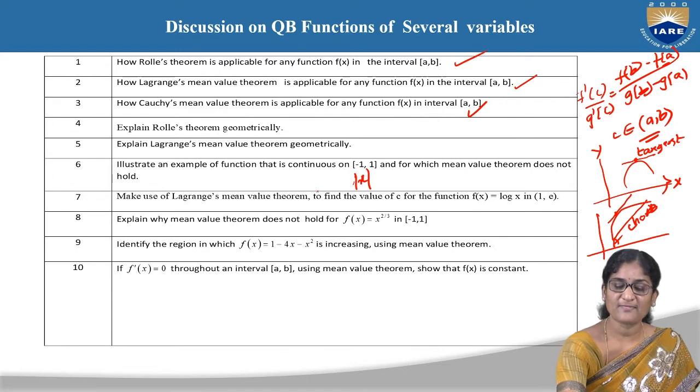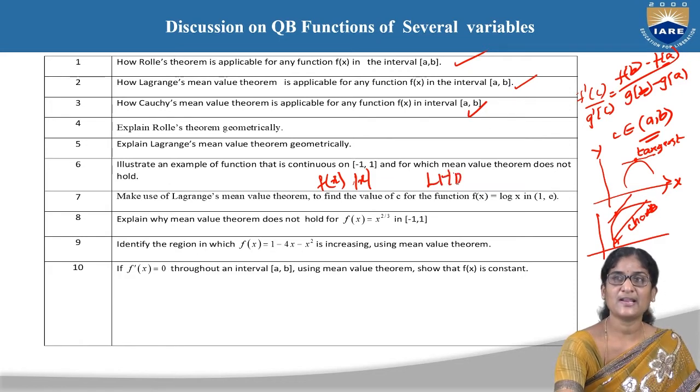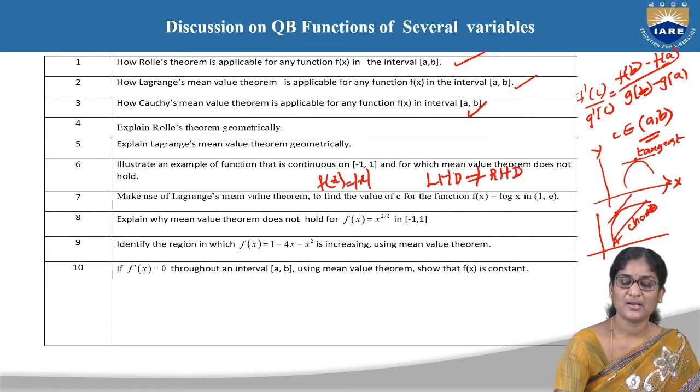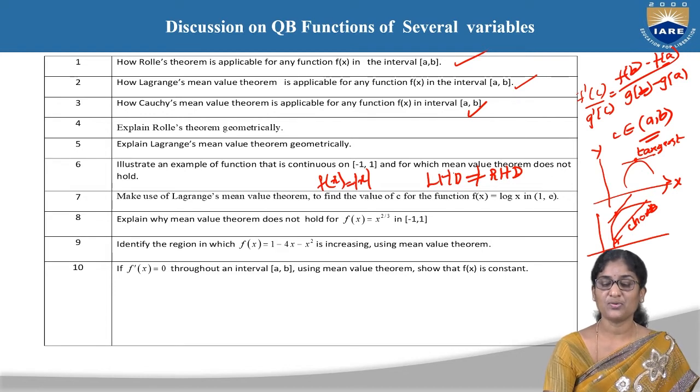For f of x is equal to mod x, the left hand derivative is not equal to the right hand derivative. Therefore, mod x is the best example in between minus 1 to 1 where it is continuous but not differentiable. Next, make use of Lagrange's mean value theorem to find the value of c for the function f of x is equal to log x.